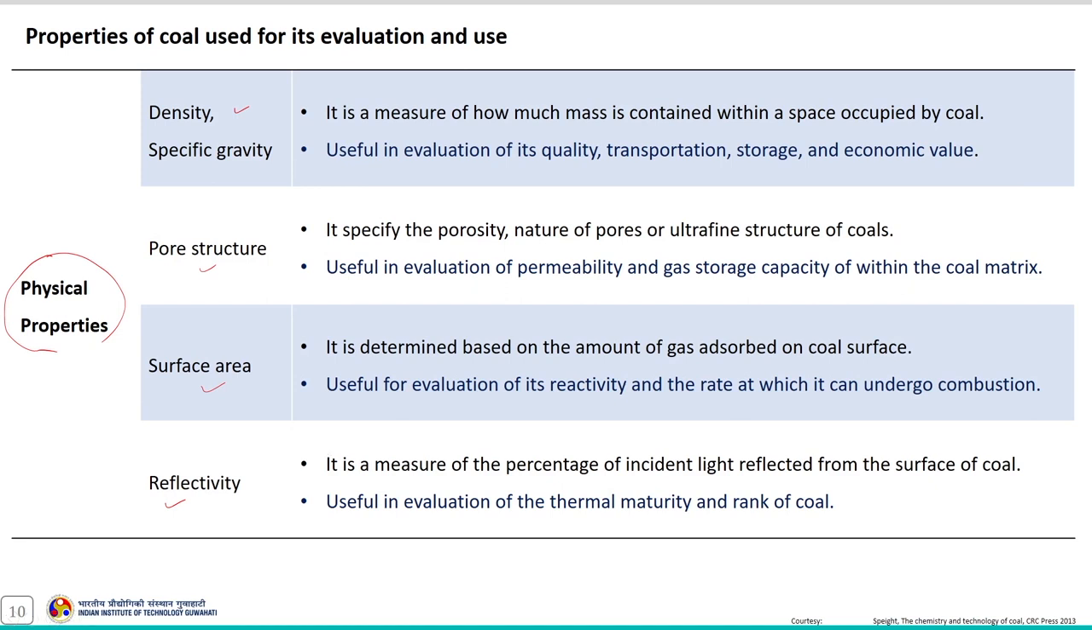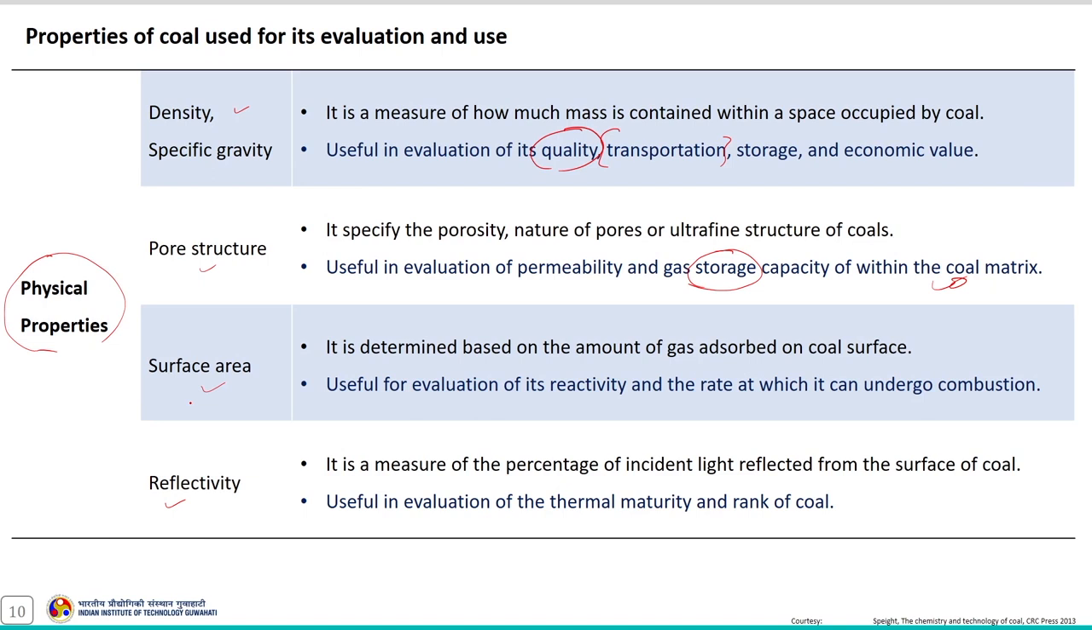The density is the measure of how much mass is contained within the space occupied by coal, and it is useful in evaluation of its quality, as well as its transport, that is related to transportation cost, storage and economic value. Pore structure specifies the porosity and the nature of pores, or the ultra fine structure of the coal, and it is useful in evaluation of permeability and gas storage capacity within the coal matrix.